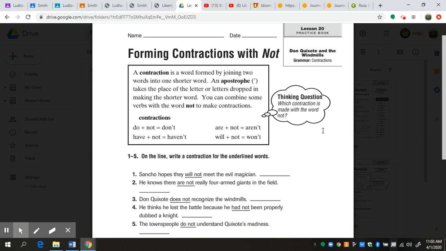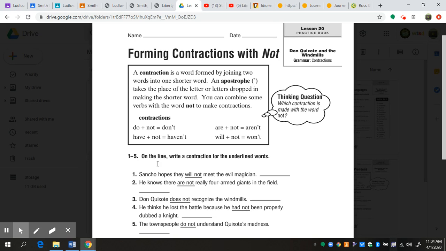A contraction is a word formed by joining two words into one shorter word. An apostrophe takes the place of the letter or letters dropped in making the shorter word. You can combine some verbs with the word not to make contractions. So let's look at the list that they give us.